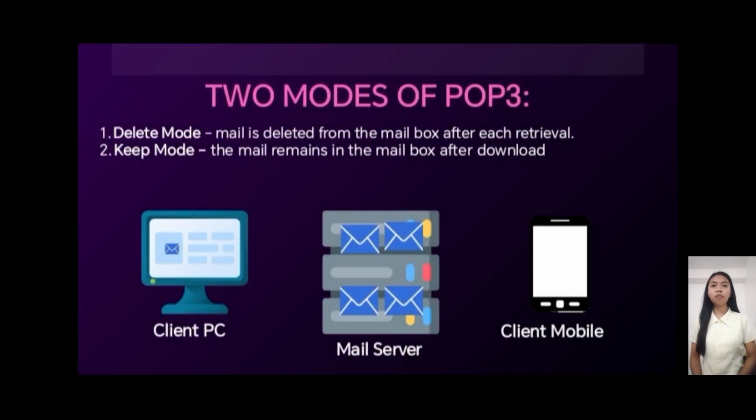There are two modes of POP3. First is delete mode. Mail is deleted from the mailbox after each retrieval. Second is keep mode. The mail remains in the mailbox after download. So to understand more, let's assume that client wants to access a mail which is stored on mail server through the mobile device. So in delete mode, when client on the mobile device accesses the mails or messages in the mail server, all of the messages in the mail server will be deleted.